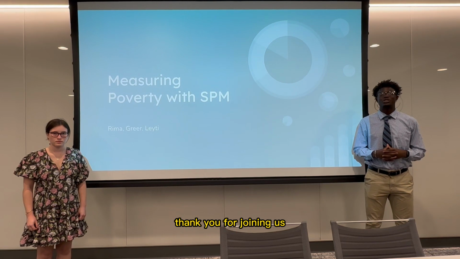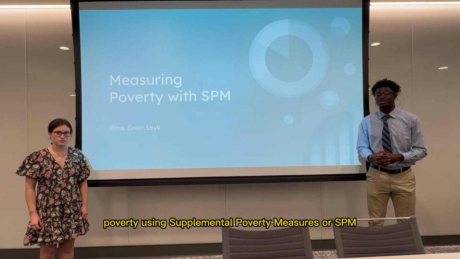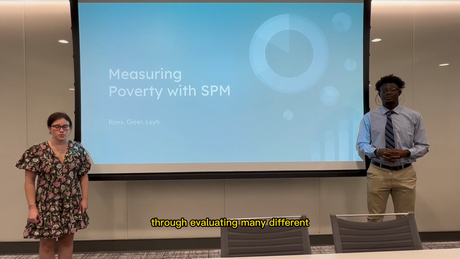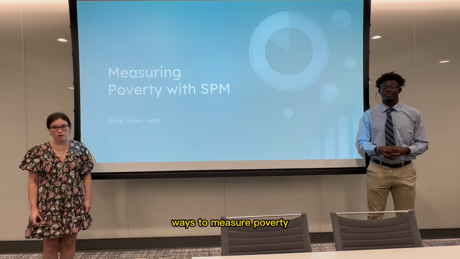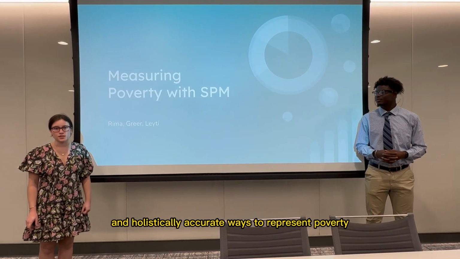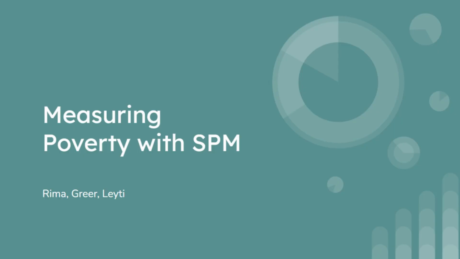Ladies and gentlemen, thank you for joining us on our journey. Today we'll be explaining how to measure poverty using supplemental poverty measures, or SPM. Through evaluating many different ways to measure poverty, we have determined that SPM is the most effective and holistically accurate way to represent poverty all around the world.